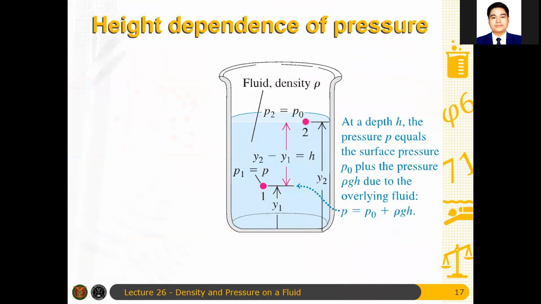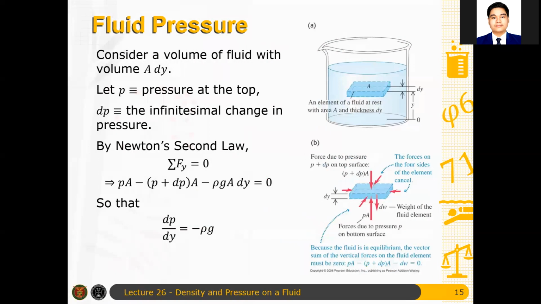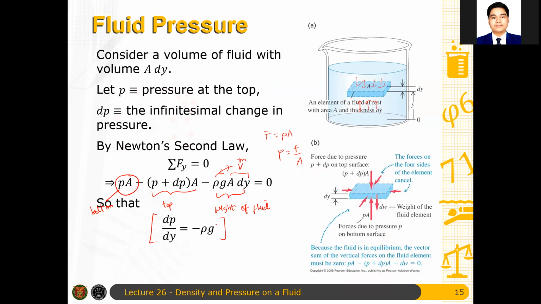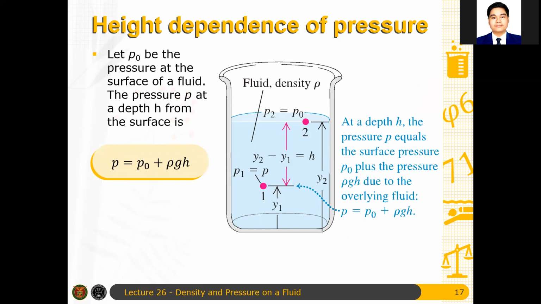So from here, since you see a derivative expression, you need to integrate it, and therefore you need initial conditions. So what is the pressure at some initial height y? In that case, let's say P naught is the pressure at the surface of the fluid, which is actually given by the atmospheric pressure. Then the pressure at the depth h from the surface is given by P equals P naught plus rho g h. Okay, h here, this is important.